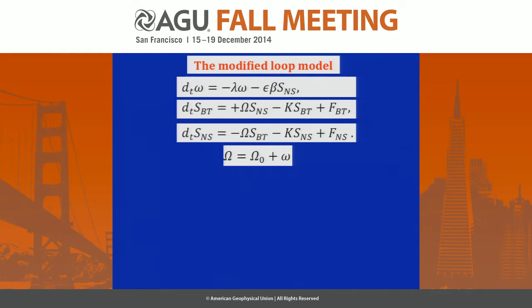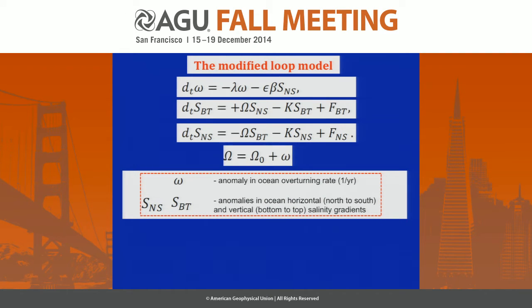Going into the equations. In this modified loop model, we have three equations for the rate of change of overturning, the rate of change of anomalies in ocean horizontal, north to south, and vertical, bottom to north, salinity gradients. And that's it. So we have the overturning, and we have horizontal and vertical salinity gradients. The temperature would come up later if we want to expand this onto effects on atmospheric temperature. But for the AMOC, we have just these three variables.